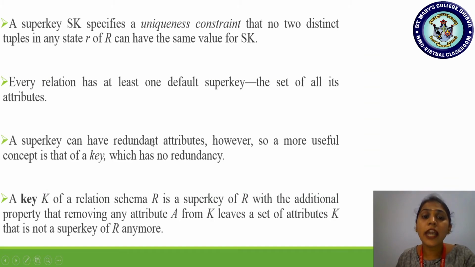A super key can have redundant attributes. Redundant means what? The same kind of copy or the same kind of information. So what is that same kind of information? For example, I am having an SSN 153 and my friend is having an SSN 154. My name is Divyashri and my friend's name is also Divyashri.